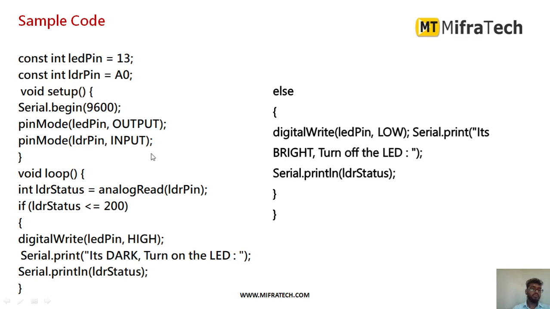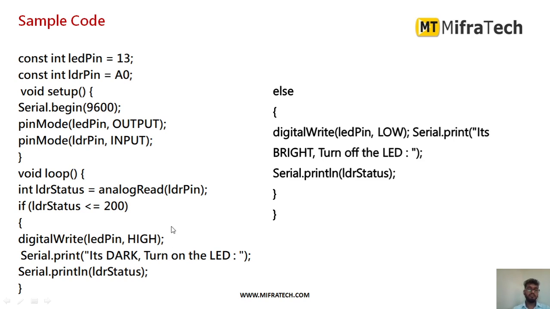So I have defined one more variable here, that is int LDR status. So I am reading the LDR pin values. So analogRead, this will read the values from the LDR. As I am connected to the analog pin, I have to use analogRead. So analogRead of LDR pin, whatever the values it is reading, I am storing in the LDR status variable. So I am checking if the LDR status is less than or equal to 200.